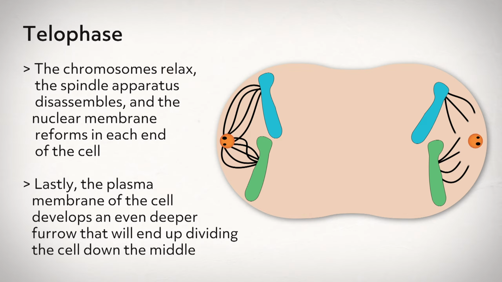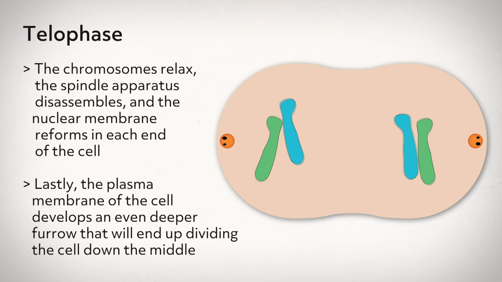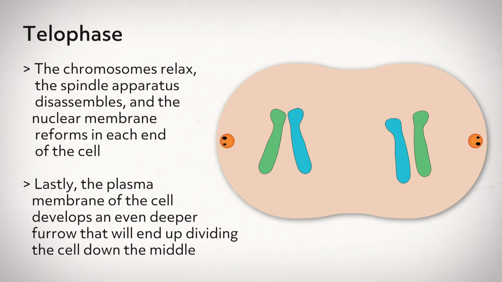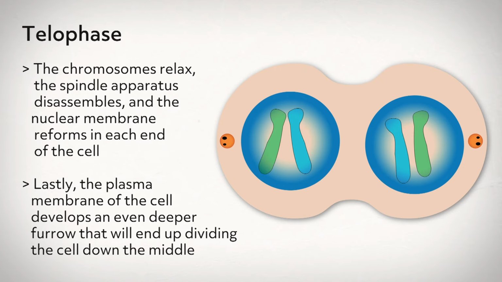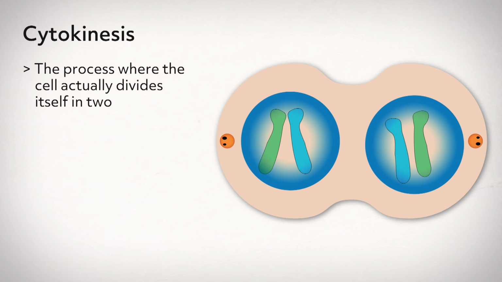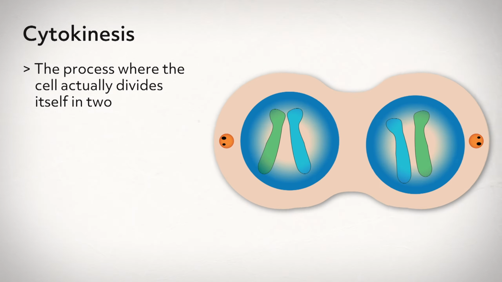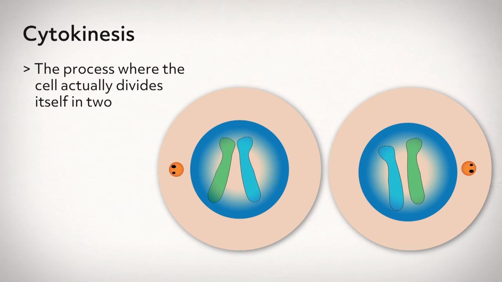Lastly, there's telophase. The chromosomes relax, the spindle apparatus disassembles, and the nuclear membrane reforms in each end of the cell. Lastly, the plasma membrane of the cell develops an even deeper furrow that will end up dividing the cell down the middle. The process where the cell actually divides itself in 2 is called cytokinesis. But this process stands by itself. Mitosis formally finishes up with telophase.